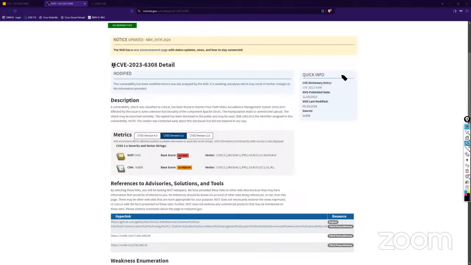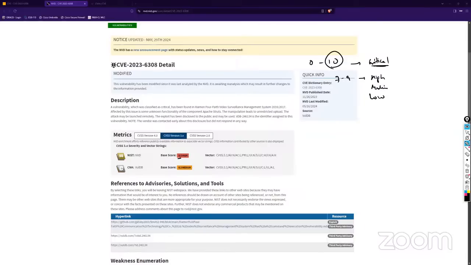Okay, so the scoring typically goes from 0 to 10. 10 means critical, that it should be resolved instantly or as soon as possible. After that, obviously we have high. I think typically 7 to 9 falls into high. Then you have medium, then you have low.